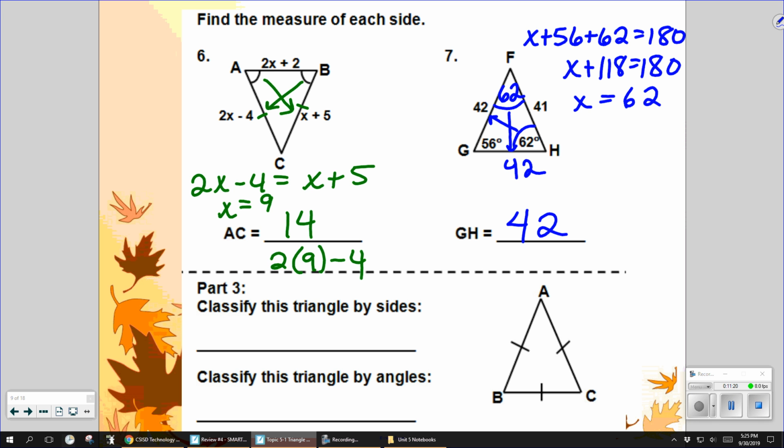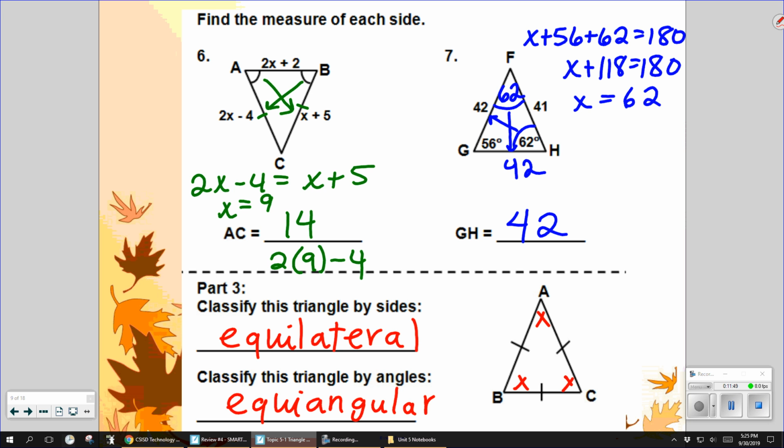All right, so part 3, let's classify this triangle by sides. Notice that all these sides are equal, so this is equilateral. And let's classify it by angles. We would say it is equiangular. So all the sides are equal, and we would know all the angles are equal as well. So if all of the angles are equal, and we know all the angles add up to be 180, that means each angle would be what? Yes, 60 degrees.